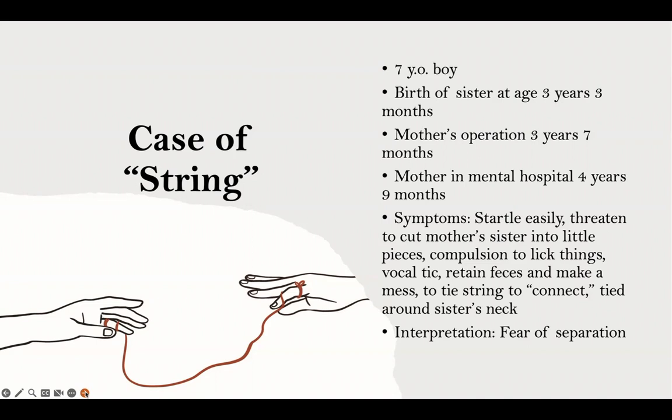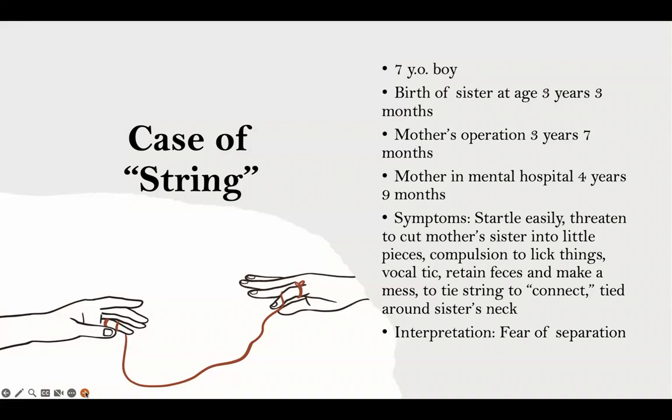And he identifies these little traumas, some of them very significant, some a little bit more minor, that the child had to deal with in the toddler stage of development. The birth of a sister who had mental challenges that were pretty significant when he was 3 years, 3 months. And mother went to the hospital for an operation at 3 years, 7 months. And then her depression got so severe, she was in the hospital when he was 4 years and 9 months.